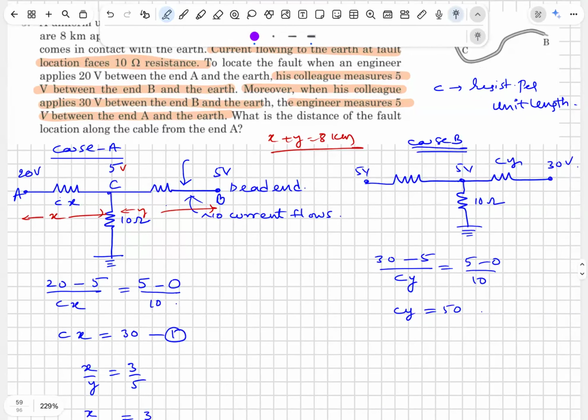Now I'll move on to case 2. When the colleague applies 30 volts, he reads 5 volts, means this point is at 5 volts. Same: (30 minus 5) by Cy is equal to (5 minus 0) by 10. Cy is 50.